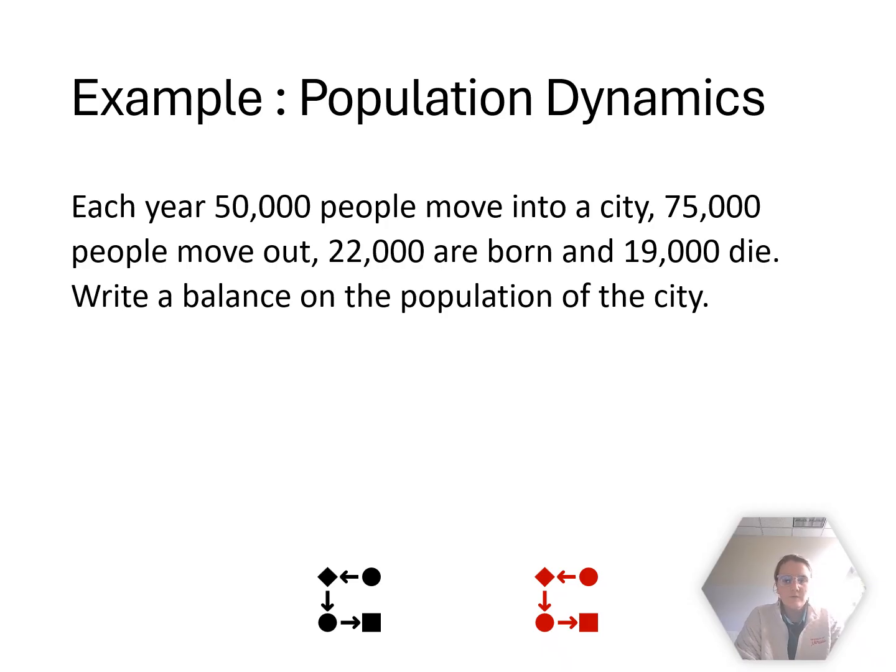So let's go through a very, very simple example where we take the general balance equation and we apply it to population dynamics, as a way to start looking at how this general balance equation matters when we're looking at the system. So let's say that each year 50,000 people move into a city, 75,000 people move out, 22,000 are born, and 19,000 die. And we want to write a balance on the population of the city.